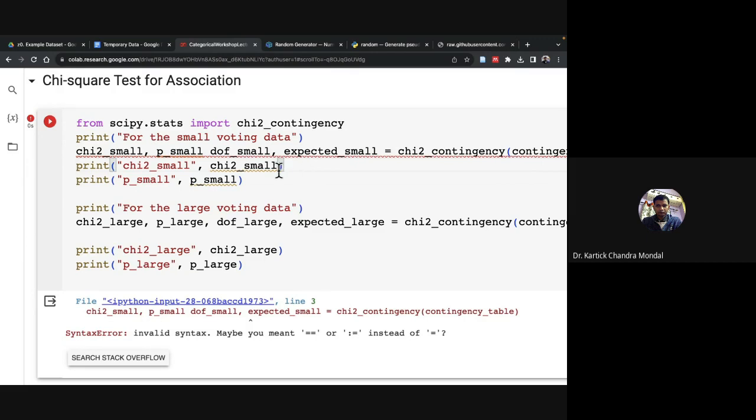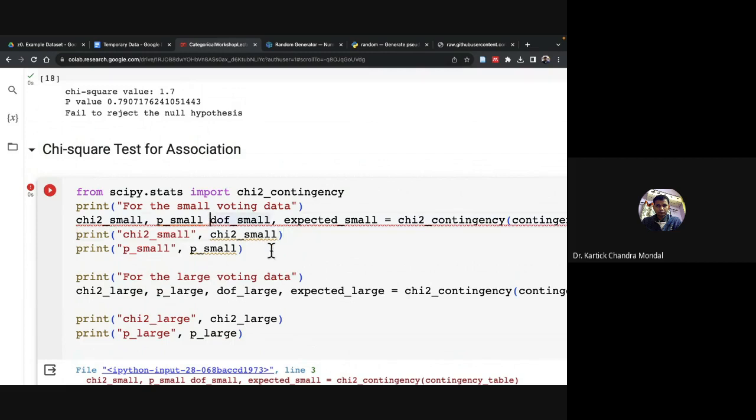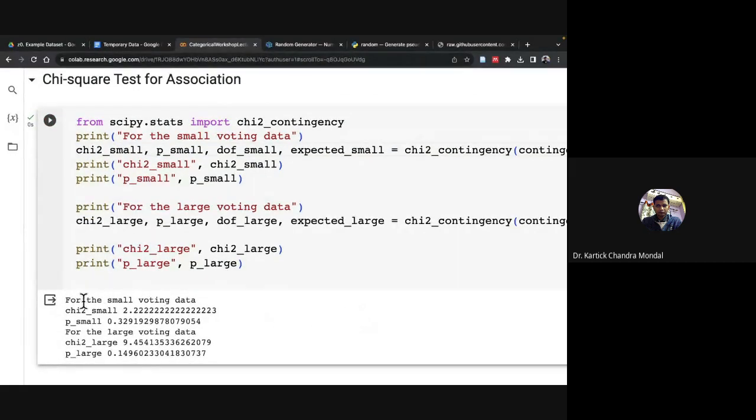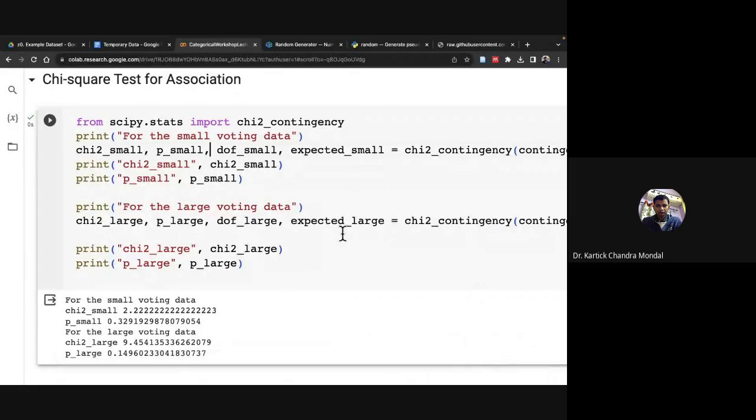Expected small. So for the small voting data set, the chi small value is 2.22 and the p small value is 0.32. And for the large voting data set, the chi-square value is 9.45 and the p value is 0.14. The other values are expected frequencies, and I'm not going into all those values.